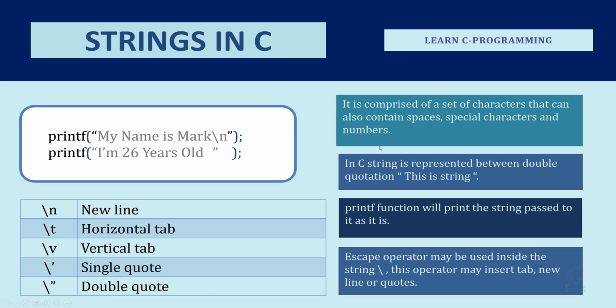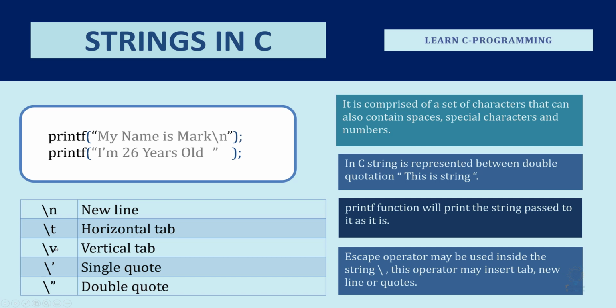Now, escape operators may be used inside the string, like the backslash, as you can see here, with a letter following the backslash. This operator may insert a tab, new line, or quotes. If you use this one, it means at this sign, please add a new line. If you use this one, it means add a horizontal tab after this location. If we use \v, it means that we need to add a vertical tab inside our string.